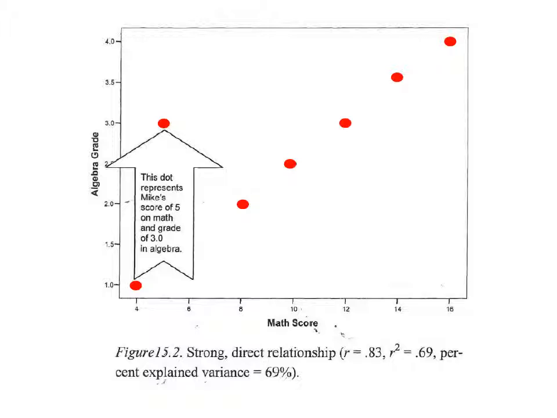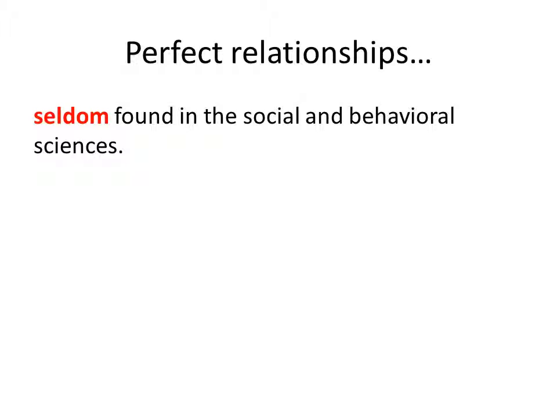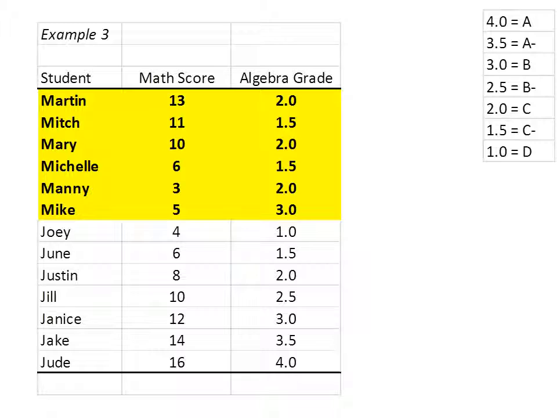Now remember, the 1.00 in example 1 did not include Mike. Now also this gives us an R squared of 0.69, which means that we have 69% explained variance. So again, remember, perfect relationships are seldom found in the social and behavioral sciences. I cannot stress that enough for those of you who are in the social and behavioral sciences.